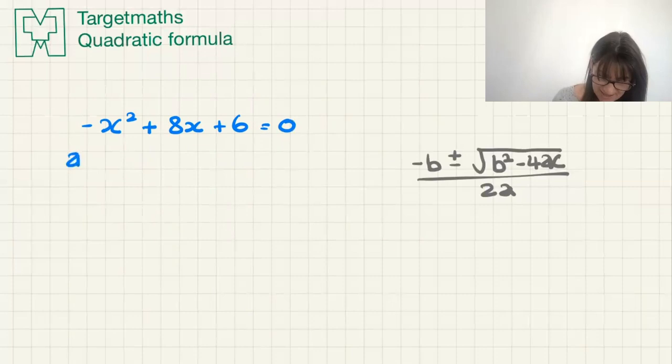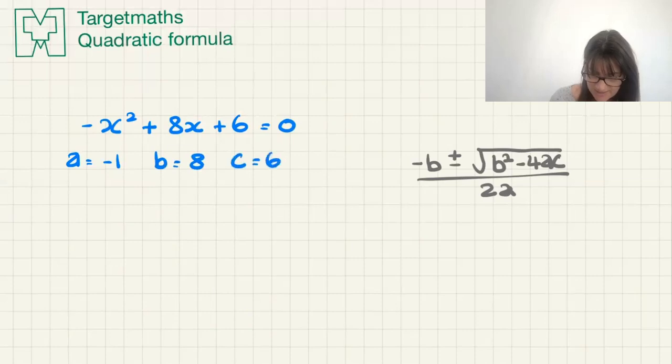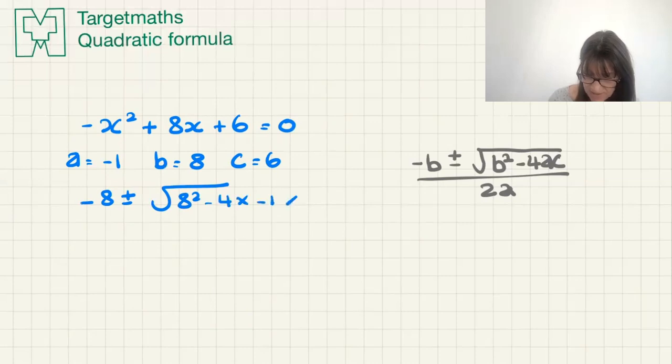So A is going to equal -1 this time. B is going to equal 8, and C is going to equal 6. So I've got -8 plus or minus the square root of 8 squared minus 4 times -1 times 6. Just extend that. And then I've got 2 times -1.